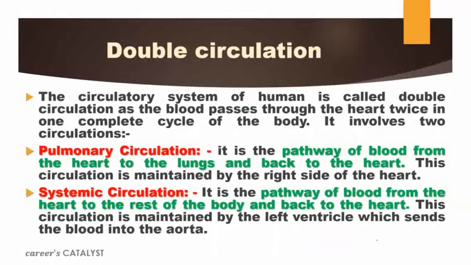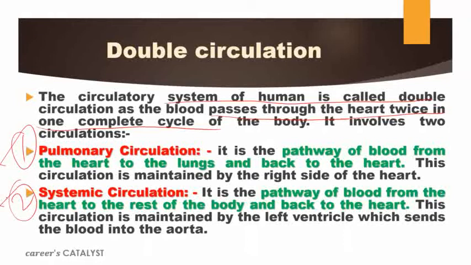Now, we will talk about the double circulation system, the double circulatory system. The circulatory system in humans is defined as double circulation. This question is very important. What is double circulation? That we are going to discuss here. It's very simple. The blood passes through the heart twice in one complete cycle. If we talk about one cycle, the blood passes through the heart two times. That's why it is defined as what? Double circulation system.